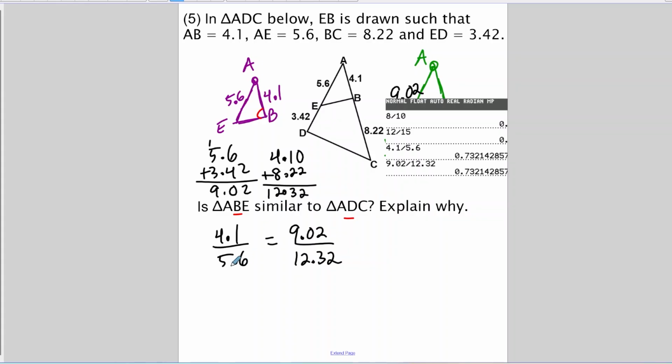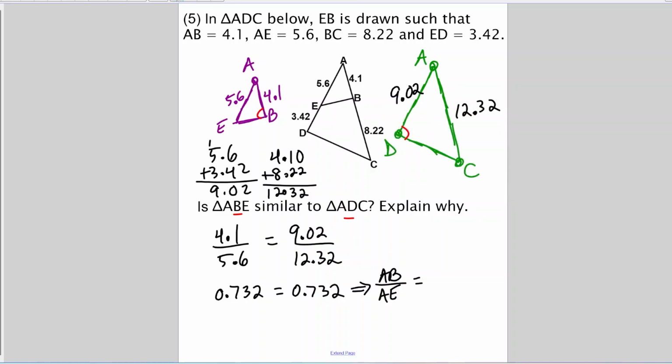So here we'll just write this out. I'll stop at 732. We'll say 0.732 equals 0.732. What this tells us, this implies, now we'll write down the side lengths here. I'll say that AB over, and then we have AE in the next one. Notice that 5.6 was side AE, and this is equal to 9.02, which was side AD. And this is over, we have AC.